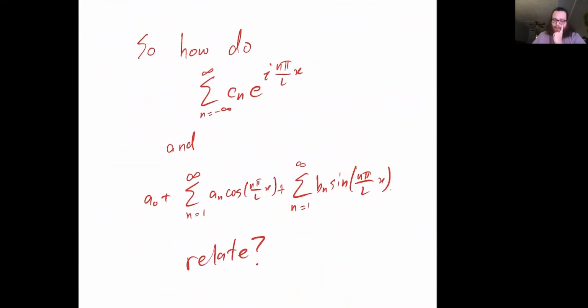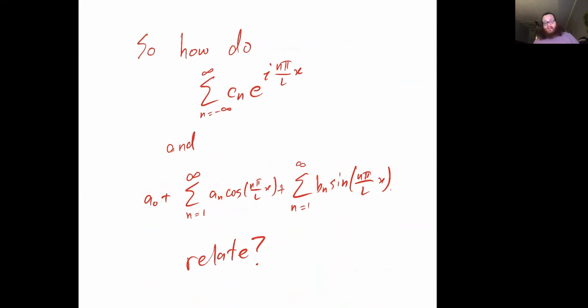So the question is, how do these really relate? I gave some broad indication: Euler's identity, this is a sum of that plus i times that. But that didn't really tell us anything about how this coefficient C sub n relates to A0, A_n, and B sub n.